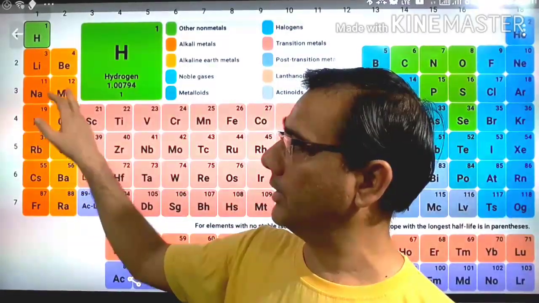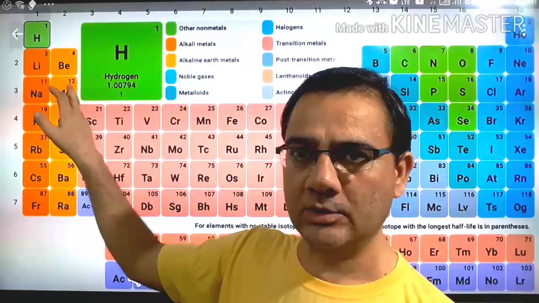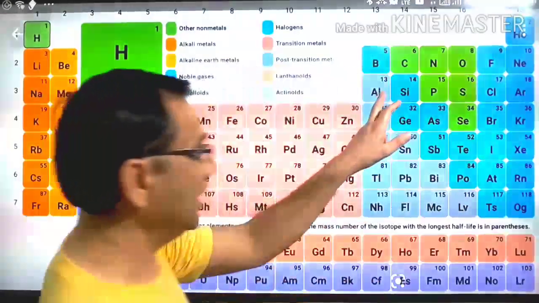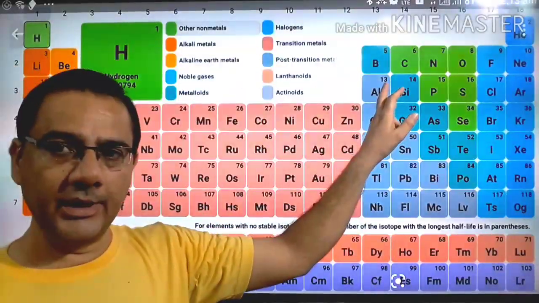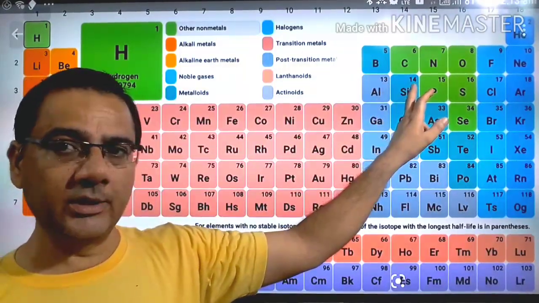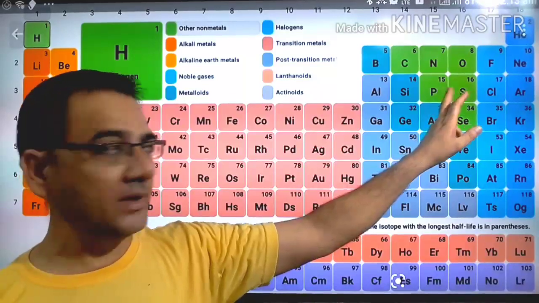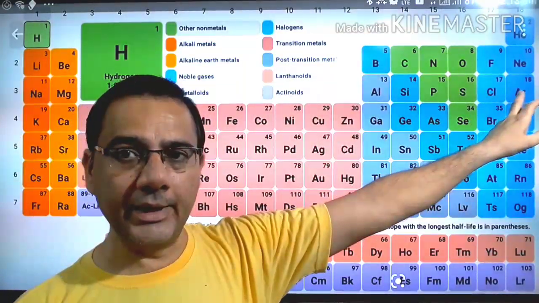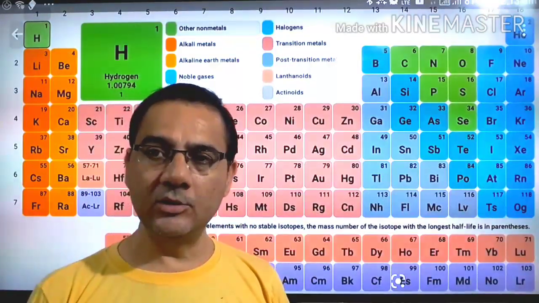This is magnesium, atomic number 12, electrons 12. How do we arrange? 2, 8, 2. Now we come to aluminum, atomic number 13, arrangement 2, 8, 3. Here 2, 8, 4. Here 2, 8, 5. 2, 8, 6. 2, 8, 7. 2, 8, 8. So what other interesting thing are you observing?